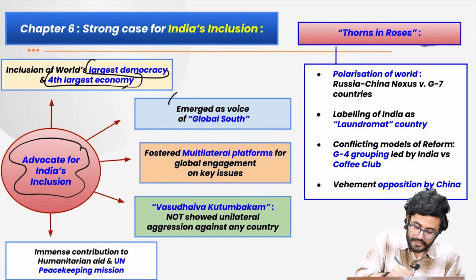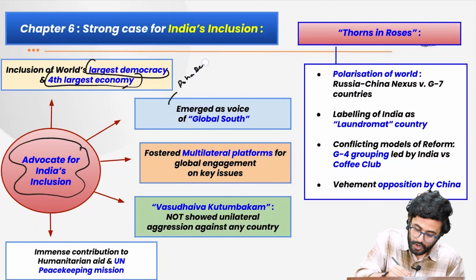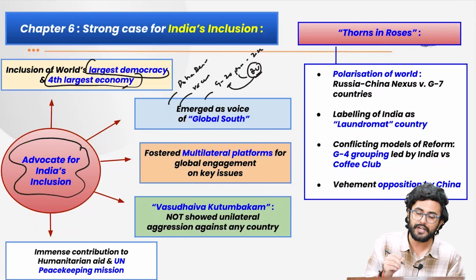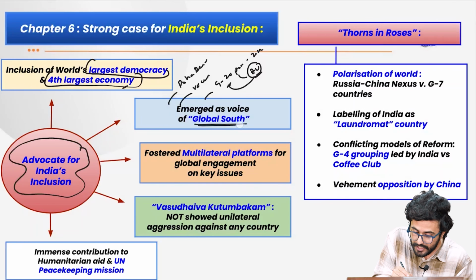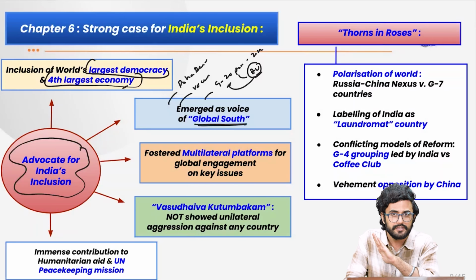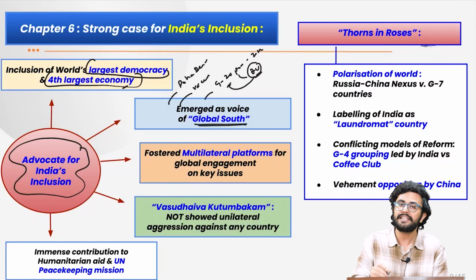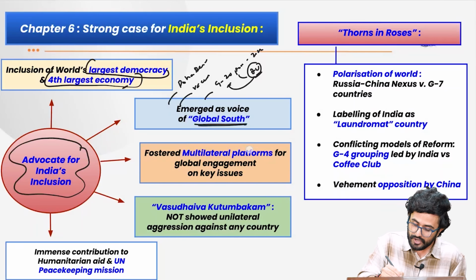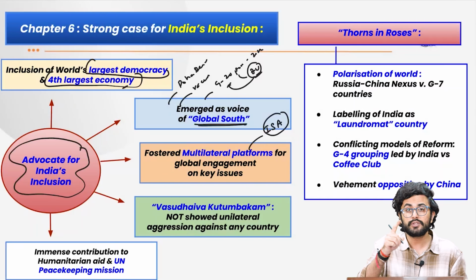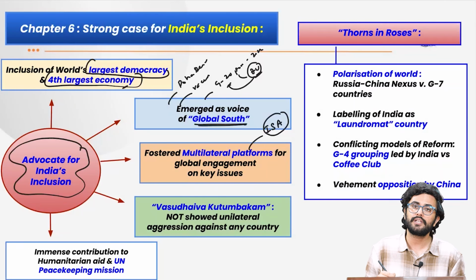Then with various initiatives like for example the Doha Development Agenda, the Vaccine Maitri Initiative, or during our G20 presidency in 2023, how we included the African Union in the G20, we have basically emerged as a voice of the Global South. Then we have fostered various multilateral platforms for global engagement on key issues. For example, for energy security we have created the International Solar Alliance. We have also joined the Global Biofuel Alliance as well.